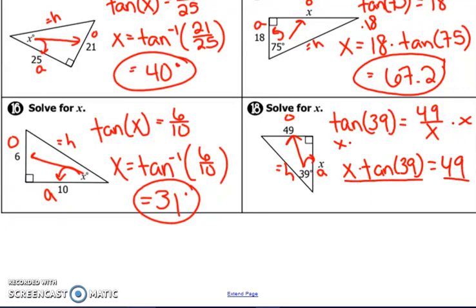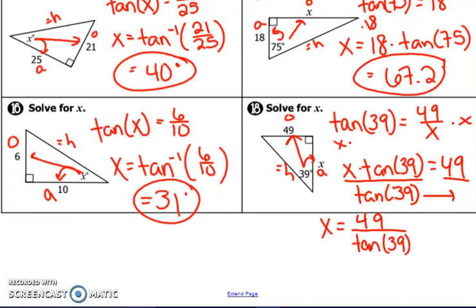From here, we're multiplying, and the opposite is dividing. So I'm going to divide both sides by the tangent of 39. So x is going to equal 49 over the tangent of 39. X is by itself, so at this point you can type it in the calculator, and you'll end up with 60.5.